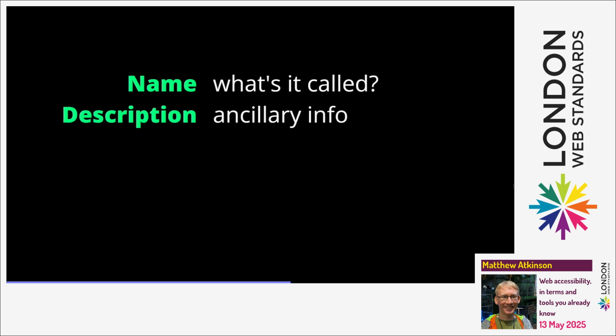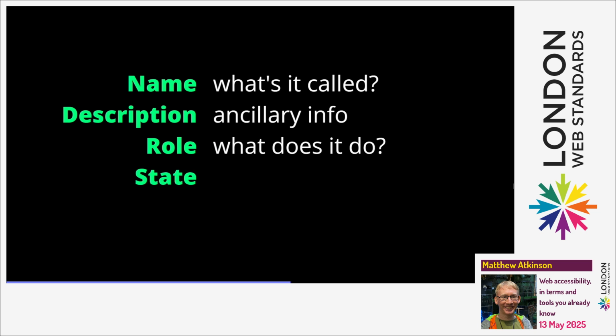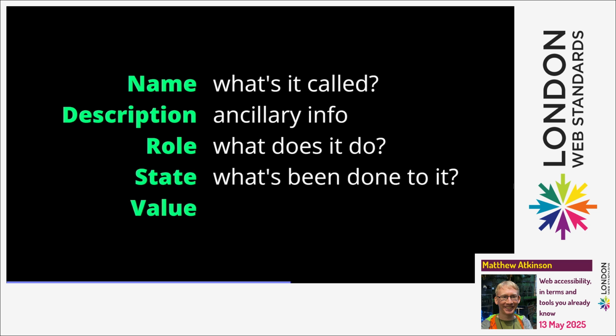From an accessibility perspective, what's important then? What do we need to know if we're an assistive technology to help our user? So for every element or object in the system, we need to know its name, what's it called. If there's a description, there might be some ancillary info, like instructions for filling in a form field, quite optional, but could be useful. Its role, what does it do? Its state, what's been done to it, and its value, input from the user.